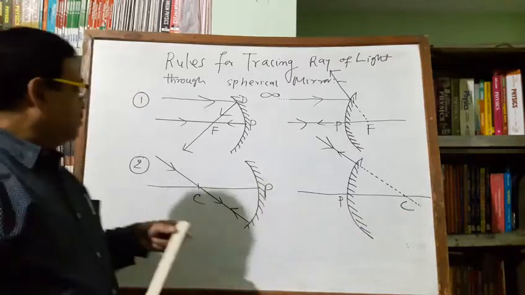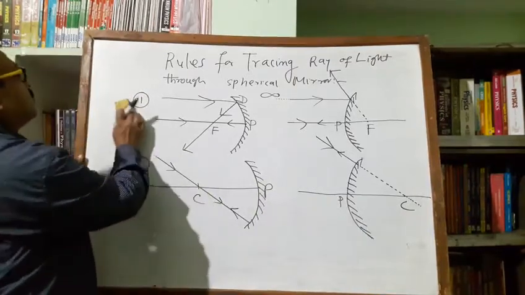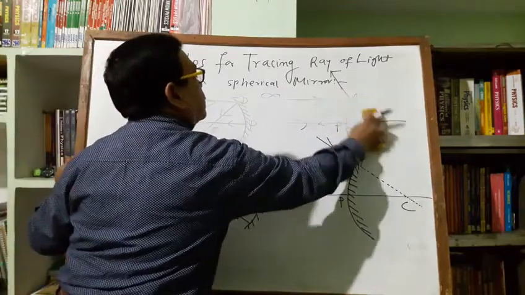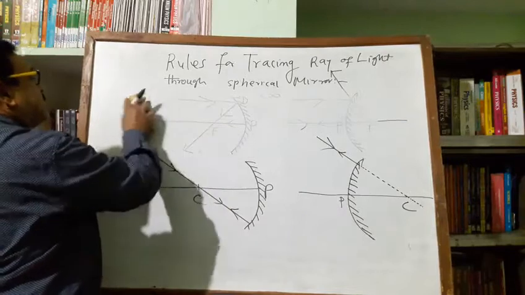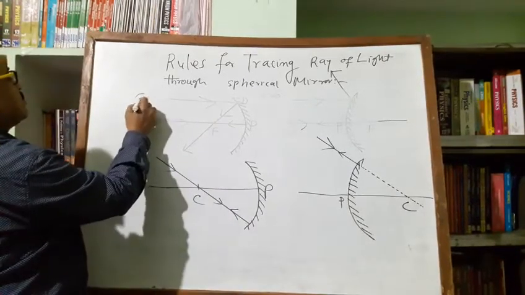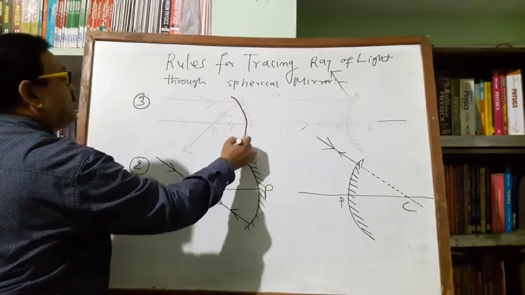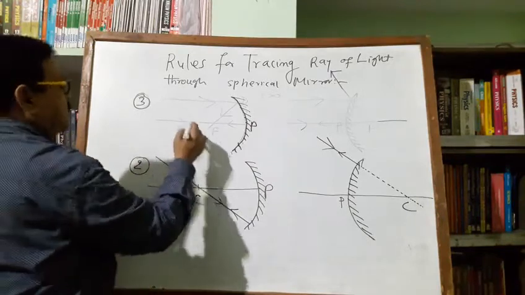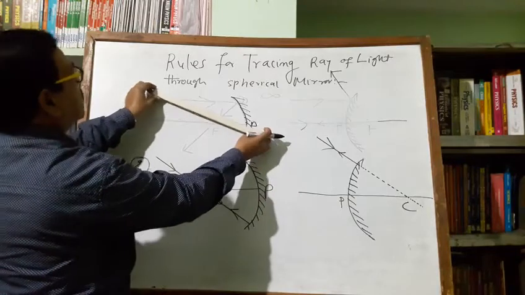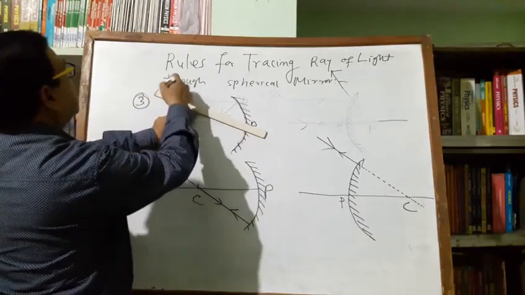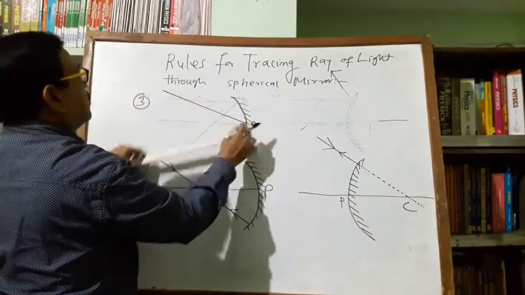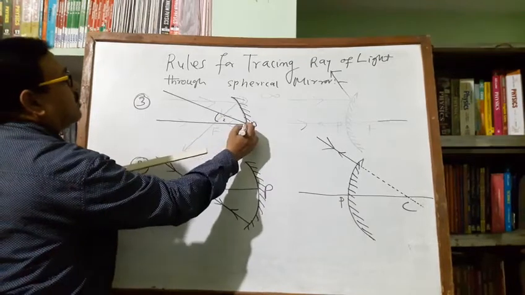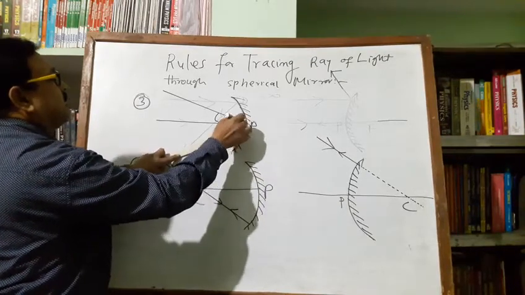Now we will see rule number 3 for the concave mirror. The mirror is concave, and point P is decided at the middle point. When the light comes to the pole directly from infinity, making an angle I with the principal axis, the ray of light bounces back in the same medium at the same angle of reflection.